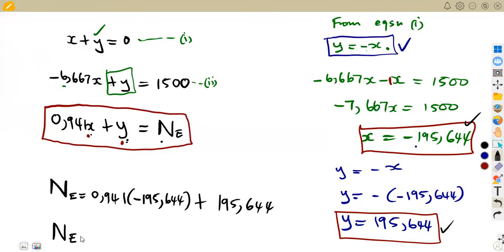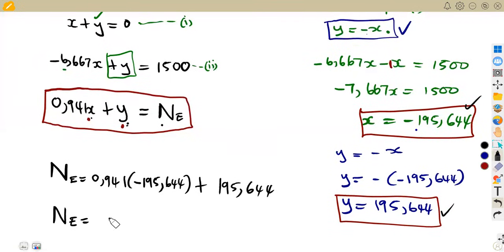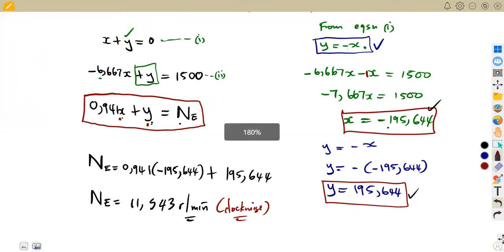So at the end, this is going to give us the numerical value of the speed that is going to affect E in this case, which is 11,542.99 like that, which is going to be 11,543, rounded off to 3 decimal places, and that's a positive in revs per minute. So as we can see, it's a positive, so it means it is clockwise in this case. If it is a negative, that means it's anti-clockwise. So that was the whole part of the question.